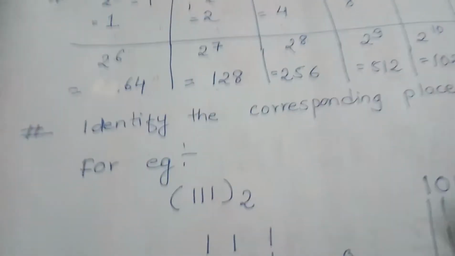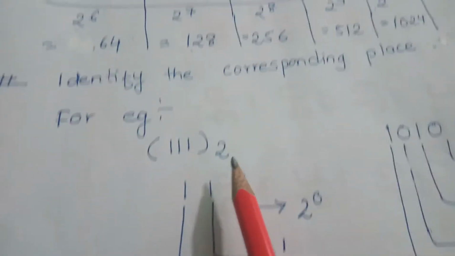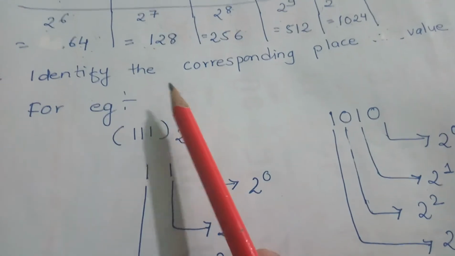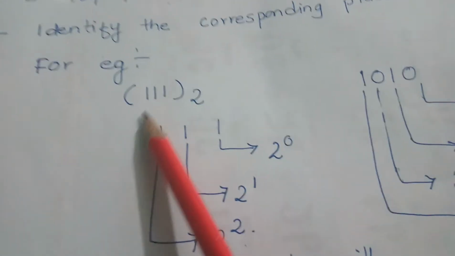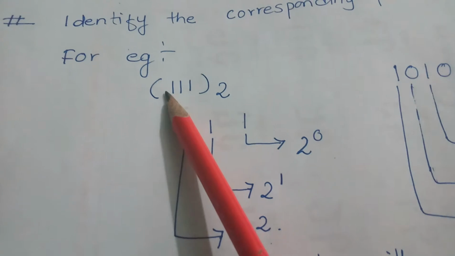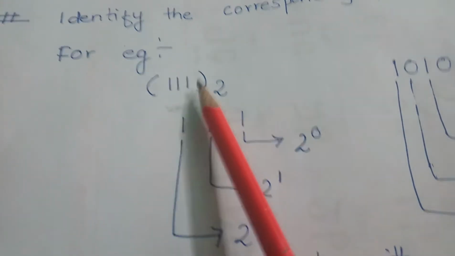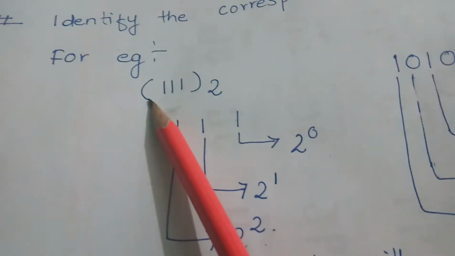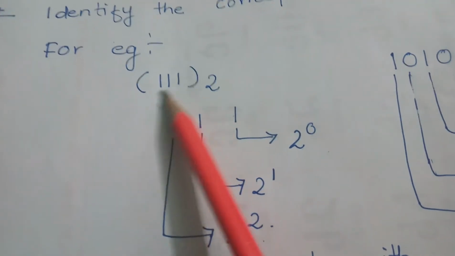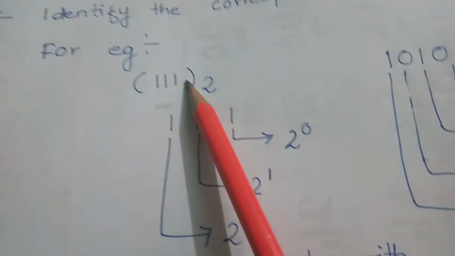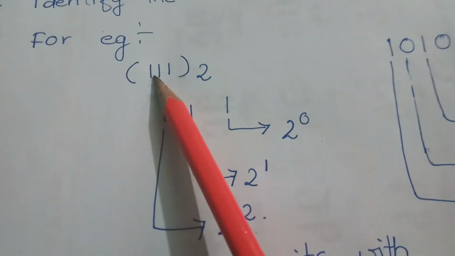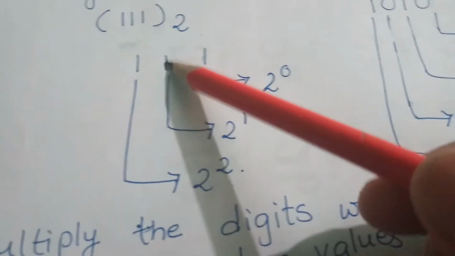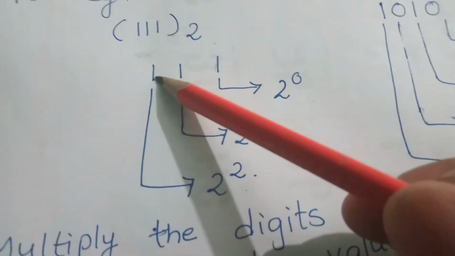So after that, now you need to even identify the corresponding place values. So how to identify the corresponding place values? Suppose I have taken one simple example. If you have 111, okay, so this is a binary number because it is composed of the digits 0 and 1. 0 is not there but 1 is there, so 111 to the base 2. So now here this is 1's place, this is 10's place, this is 100's place.